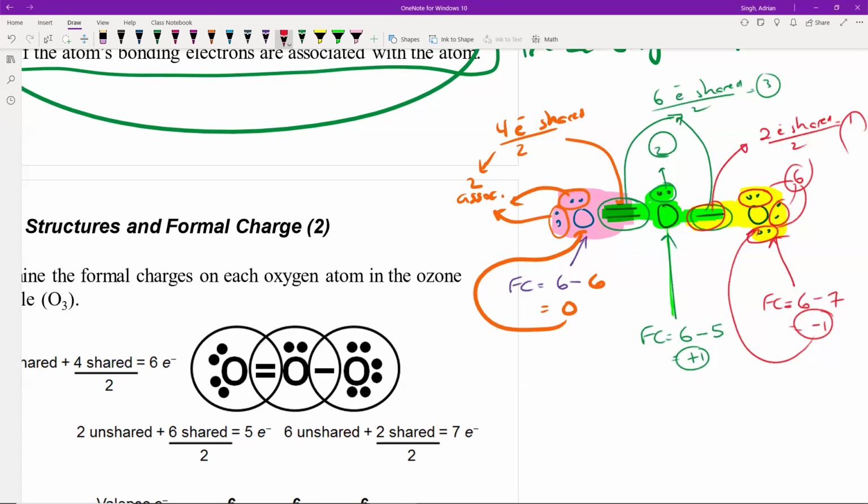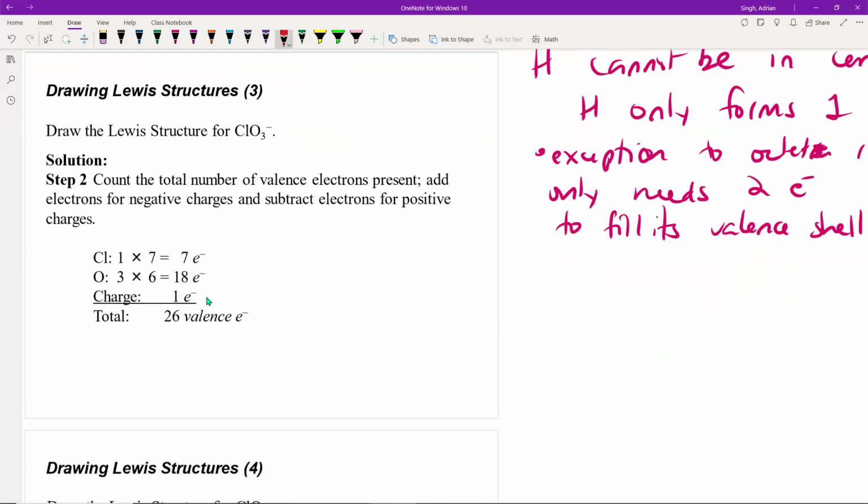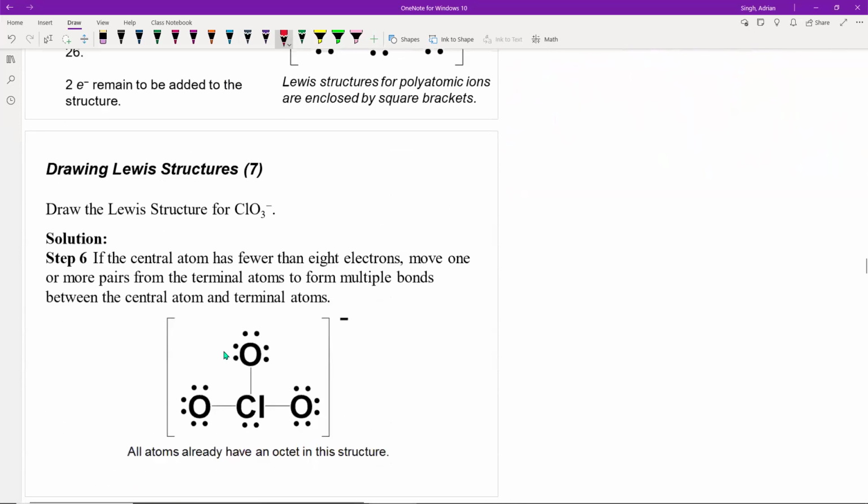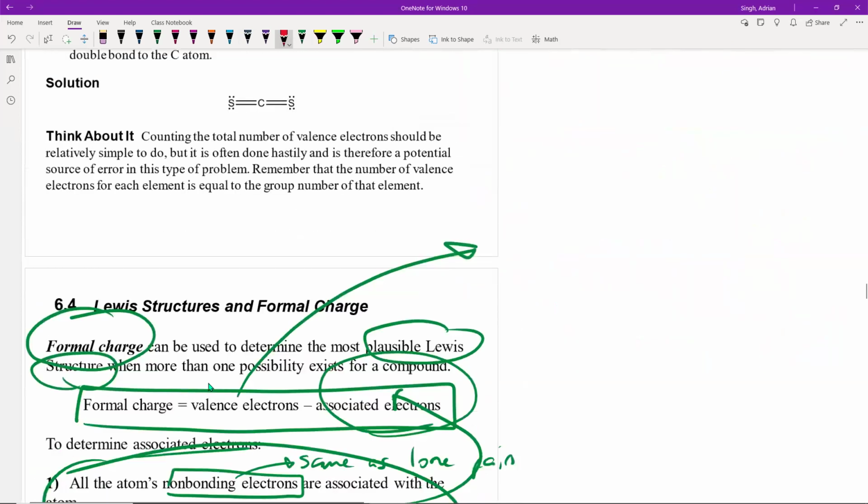Yes, it does involve a little bit of math, but you want to make sure that you use it to determine the formal charge because you have competing Lewis structures. We want to use formal charge to help us break that tie.